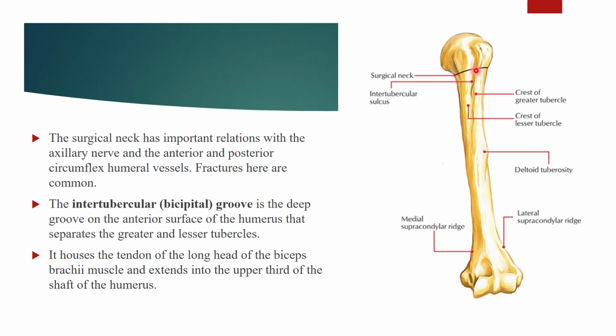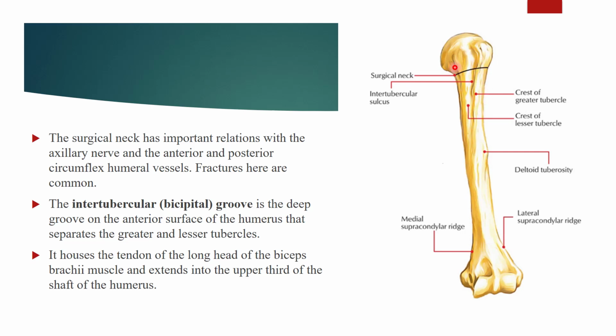The intertubercular bicipital groove. Can you see here? There is a groove on the anterior aspect of the proximal extremity. This groove is called the bicipital groove or the intertubercular groove. If you say intertubercular, why? Because it is in between the greater tubercle and the lesser tubercle. So it is the intertubercular groove, or it is called the bicipital groove, because here the biceps muscle will cross. So this is the bicipital groove.